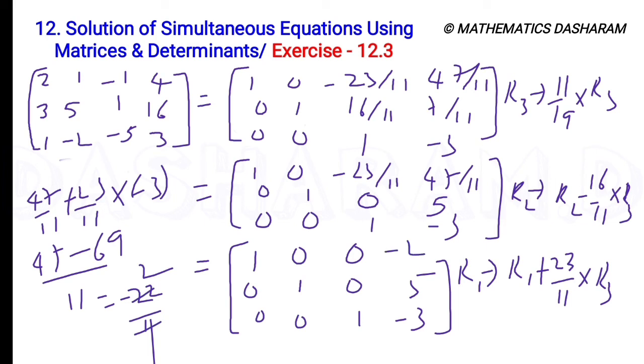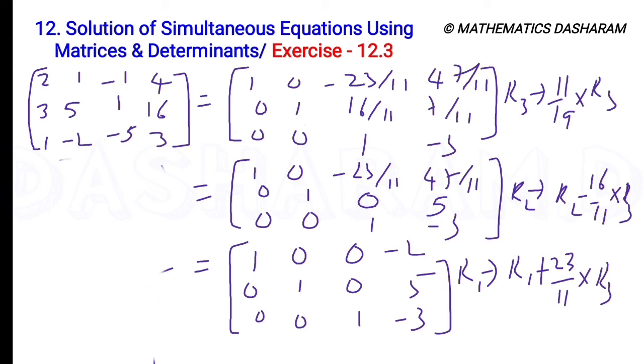So it is equal to what? Minus 2. So observe the last matrix. What is that? See here, it is the identity matrix with order 3. So then where is the solution? Here the last column is the solution. So x equals minus 2, y equals 5, z equals minus 3.